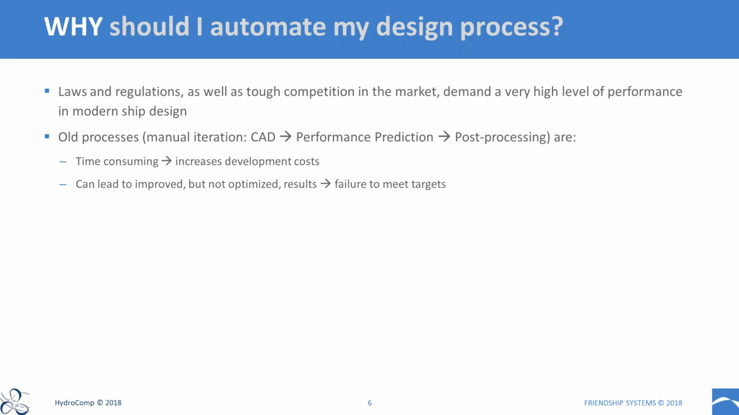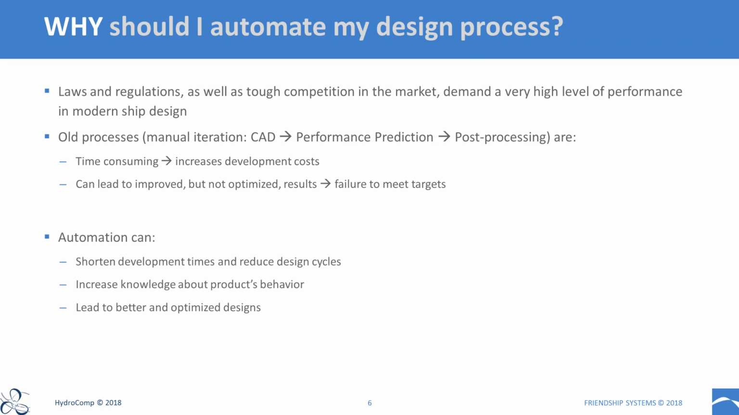So in this manual process, we would maybe create a CAD geometry, then run some kind of performance prediction calculation, CFD, or some other type of calculations, do post-processing, based on the results, decide to make some changes, and go back to the geometry, make the necessary modifications. And that, of course, is time-consuming, which leads to higher development costs. And it can lead to certainly an improved design, but not necessarily an optimized one. So that in the end, maybe it's not possible to reach the performance target that has been set for that design.